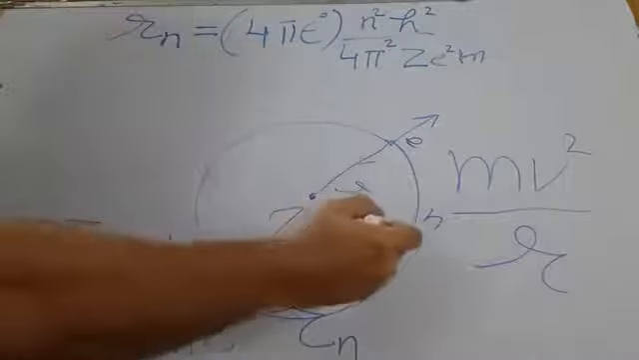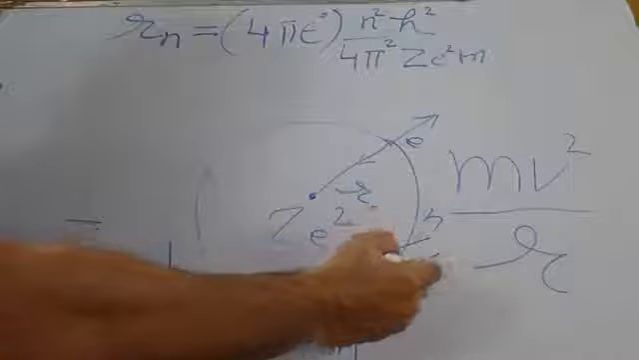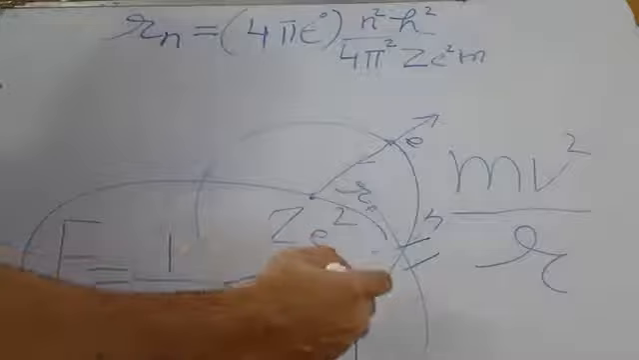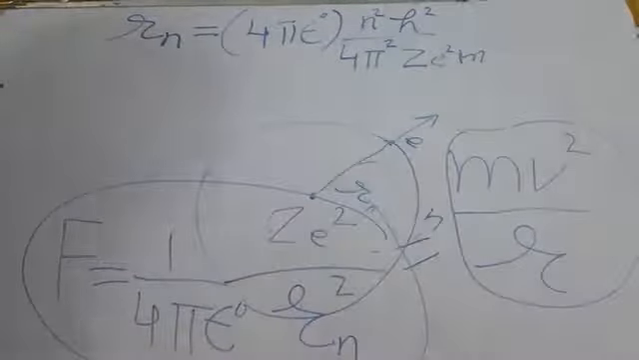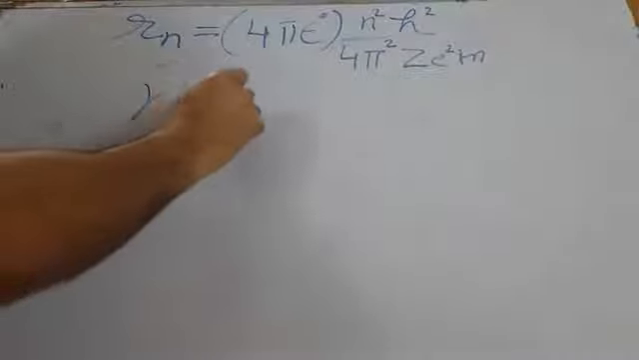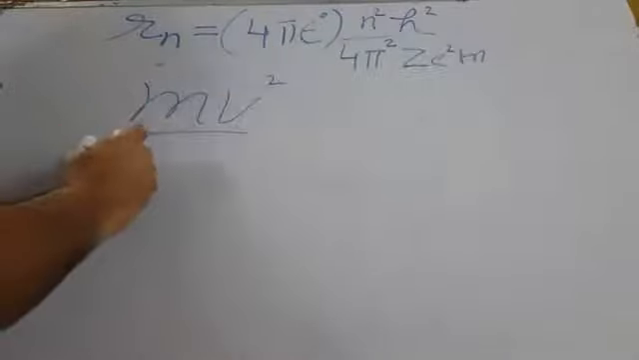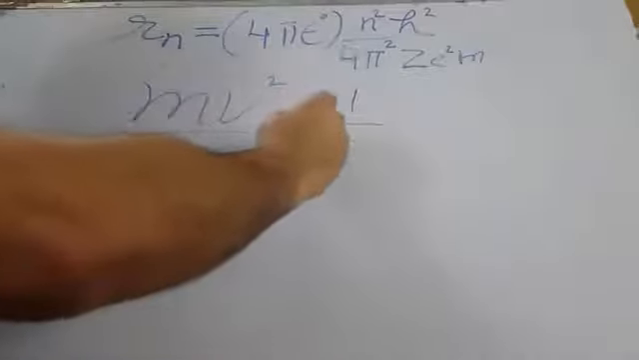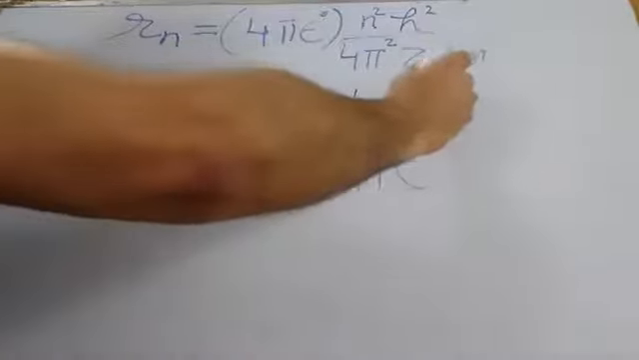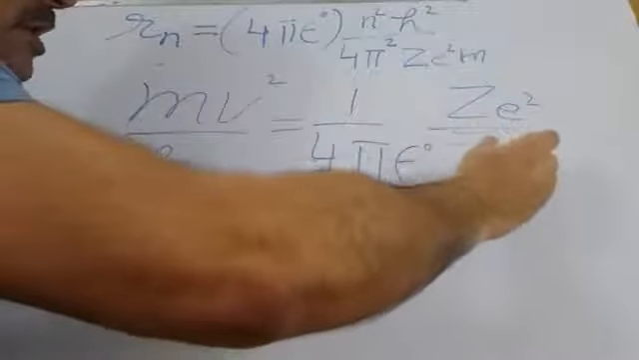And here both forces must be equal. This force, acting as centripetal force, should be equal to the centrifugal force. Let us equate these. Means the equation comes out to be mv square upon r is equal to 1 upon 4 pi epsilon 0 Ze square upon r square.